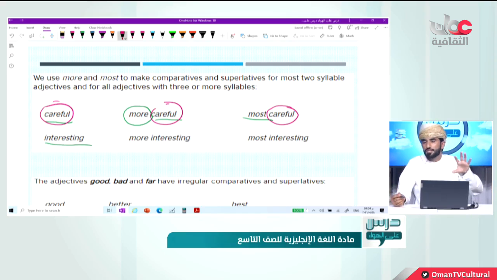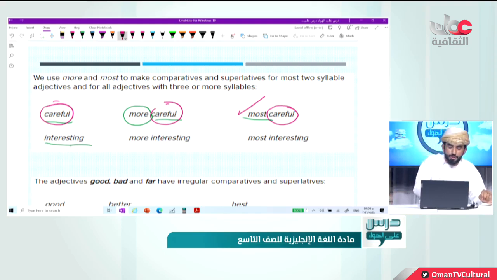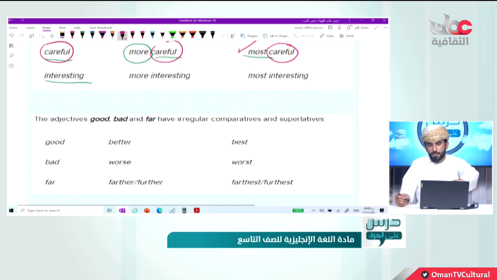If the adjective has got more than one syllable, we don't change anything or add anything there, except we add more if we're talking about comparatives. If we're talking about superlatives, we add most. The same thing with interesting, more interesting and most interesting. Got it? Very nice. Thank you.